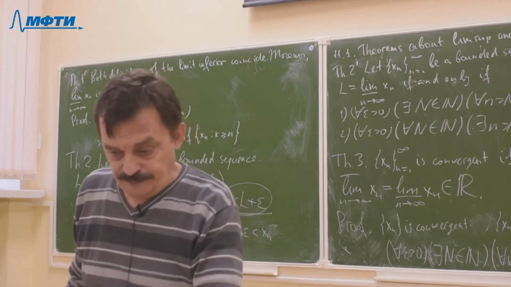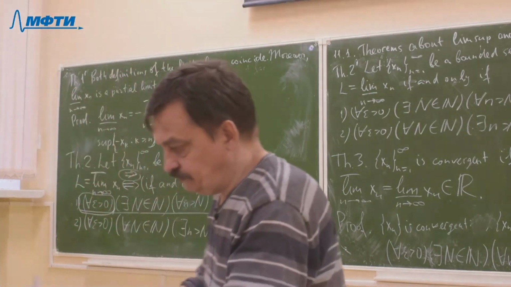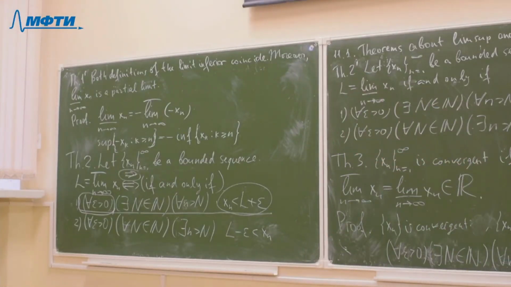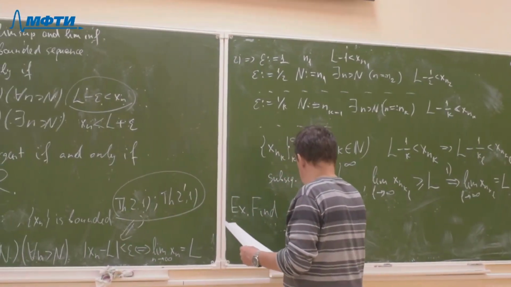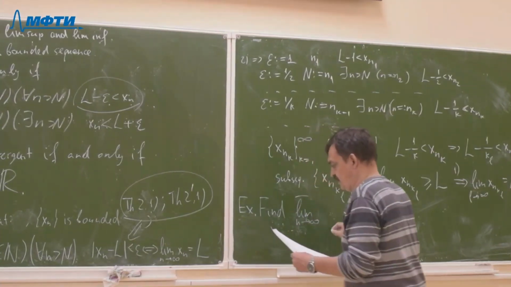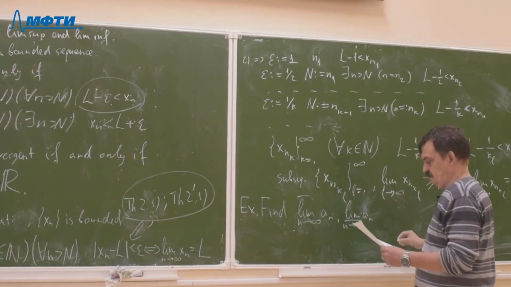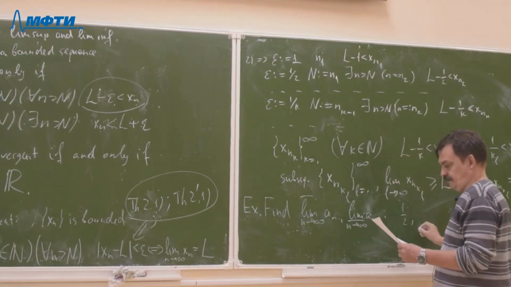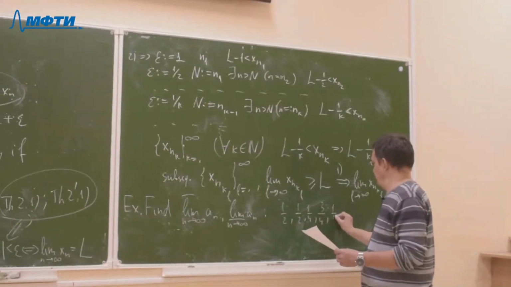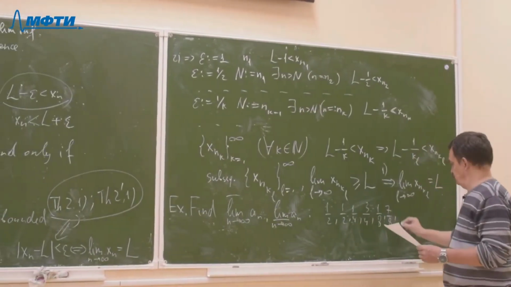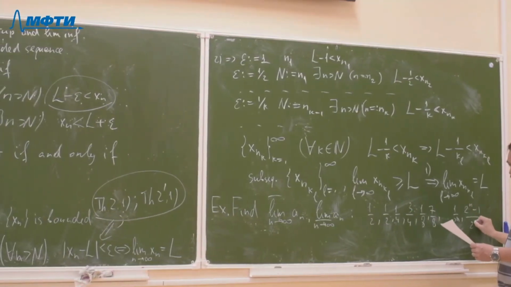Okay. And then a small example. Find the limit superior and limit inferior for this sequence: 1/2, 1/2, 1/4, 3/4, 1/8, 7/8, and so on, 1/2^n, (2^n minus 1)/2^n, and so on.